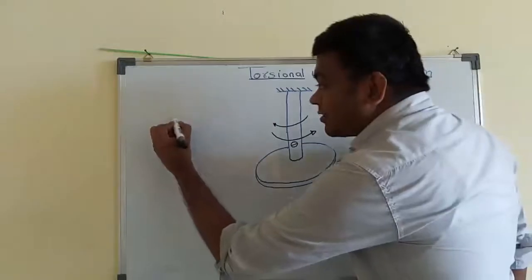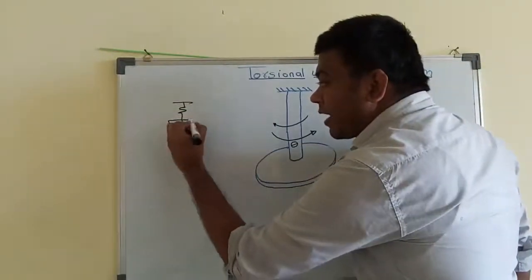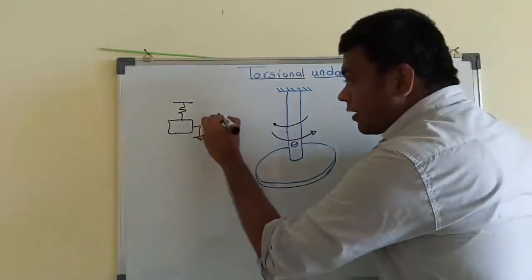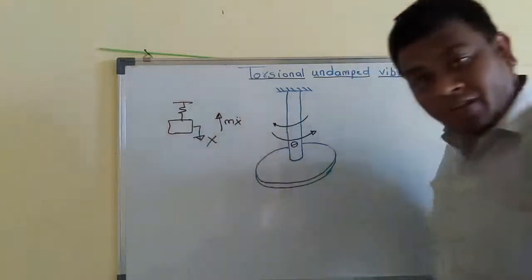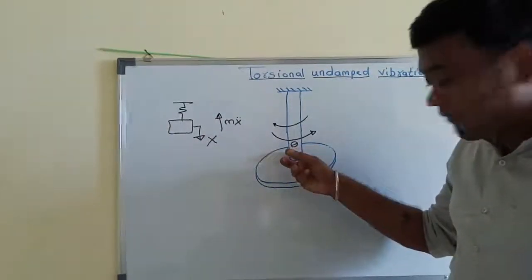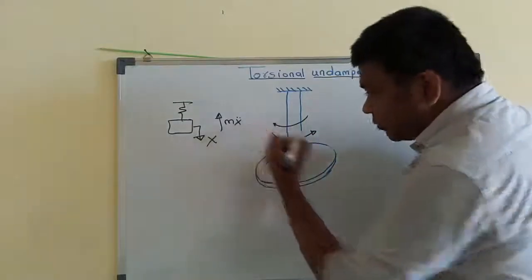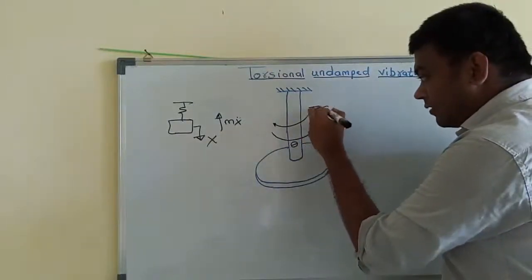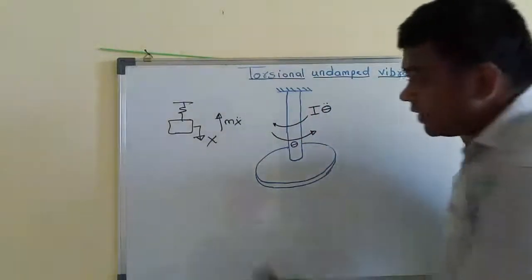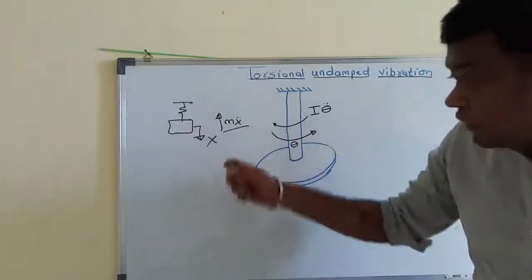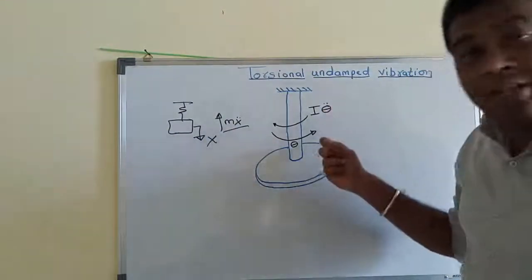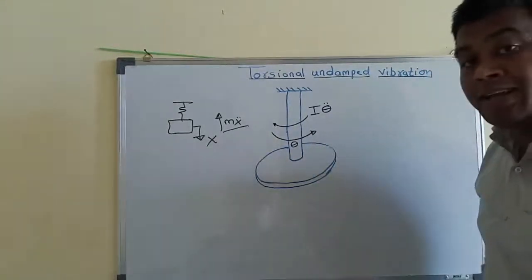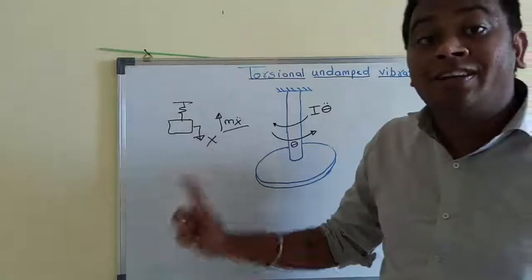Just like for a spring and mass system, if this is the spring and this is a mass, and we displace the mass in this direction x, the m x double dot inertia force will try to bring the body back to the mean position. So if we provide a theta deflection in this direction, in the opposite direction the inertia torque will come into play. It will be I theta double dot. Keep it in mind, in case of linear vibration, inertia force will be m x double dot, and in case of torsional vibration, inertia torque will be I theta double dot, and both will act in the direction opposite to the direction of the displacement.